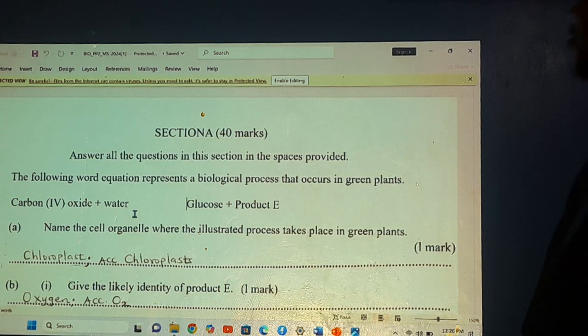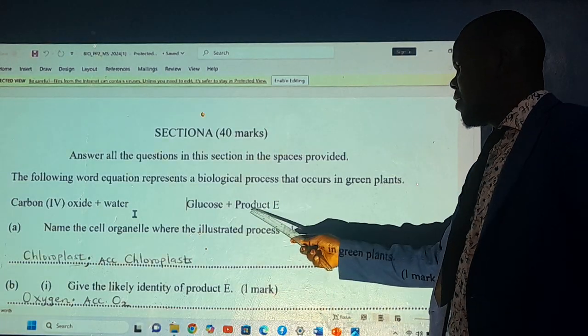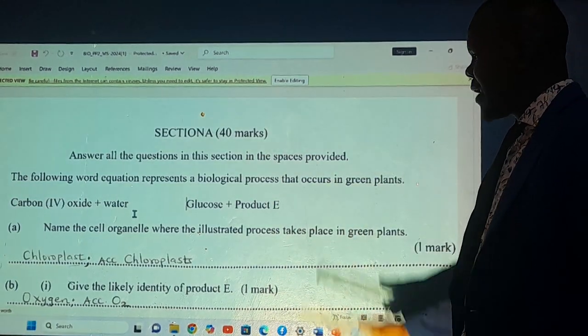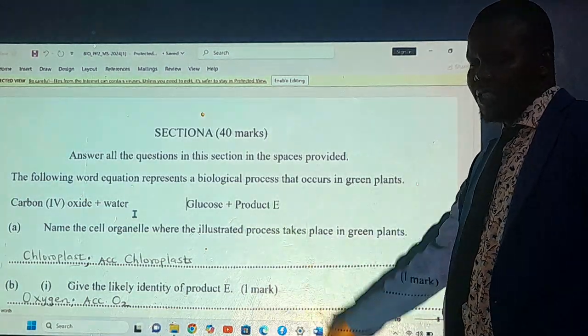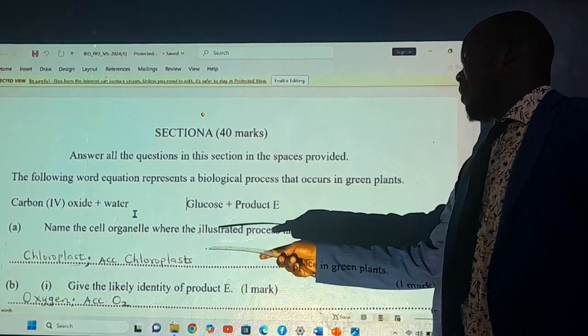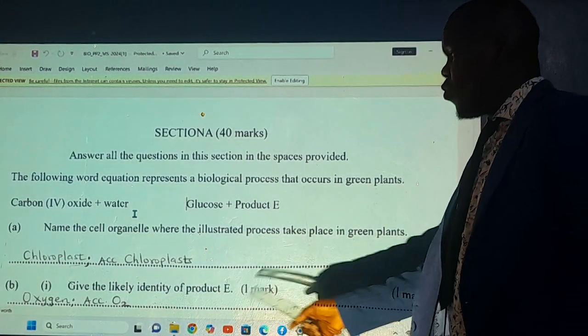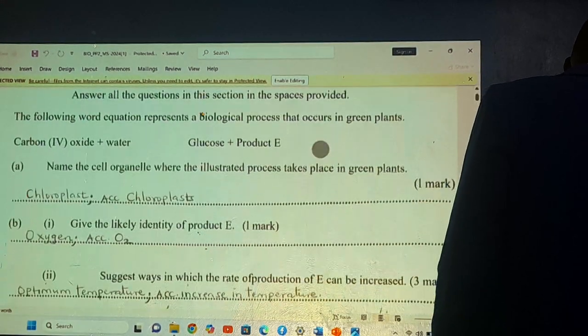Number 2, give the likely product E. The equation of photosynthesis is always carbon dioxide plus water gives glucose plus oxygen gas. Oxygen gas is what is accepted as the correct answer, but the chemical formula was also still accepted. That is why you could get your mark.